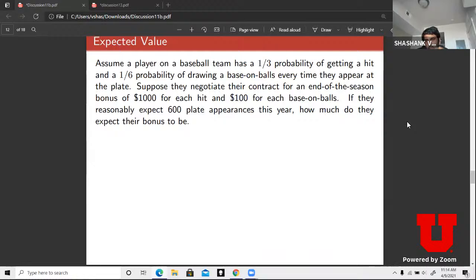So there's a question in chat. Is 1/3 the probability of getting a hit for every pitch, or just every time they're up to bat? I think it would be... I just looked up plate appearance. So I think it's for every pitch. So how would you guys go about this problem?